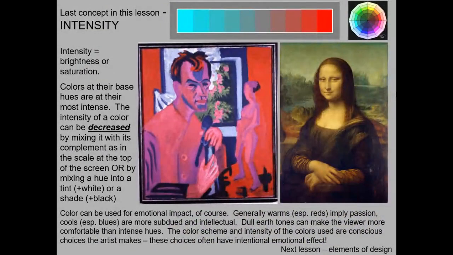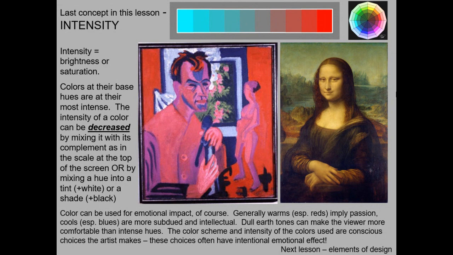The last color concept for us to deal with is the idea of intensity, and those two portraits definitely have a different emotional feel. The Mona Lisa feels much less intense than the color that you see in the German Expressionist painting to its left. So intensity is how saturated, how much pigment, how intense the color is.